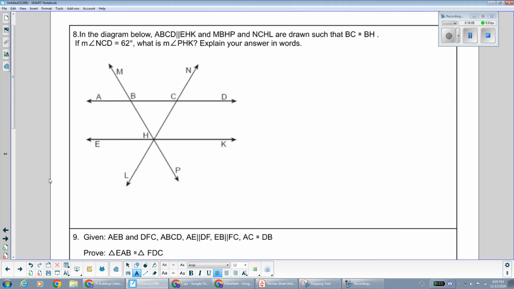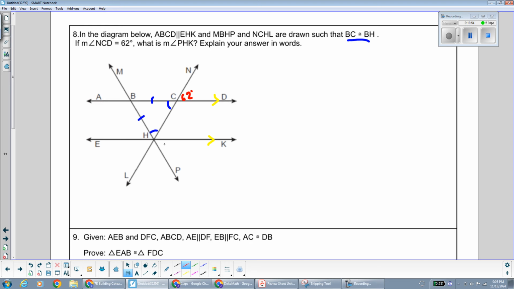Okay, over here, we're told that ABCD is parallel to EHK. And we're also told that BC is congruent to BH. So automatically I see a triangle with two congruent sides. So I know that the angles opposite from those sides are congruent as well. Angle NCD is 62 degrees. We need to find the measure of angle PHK.